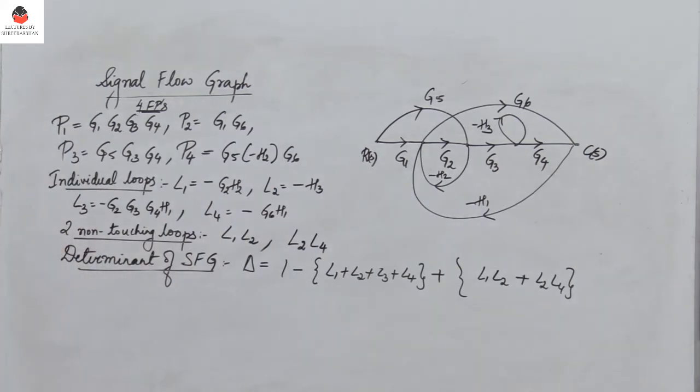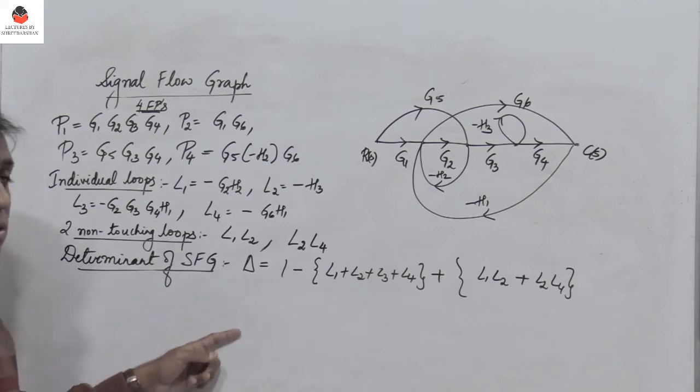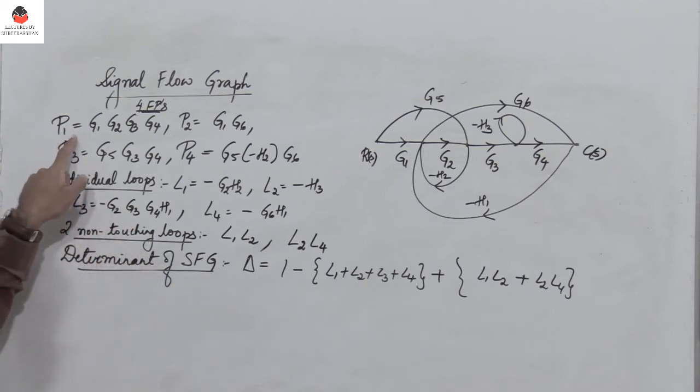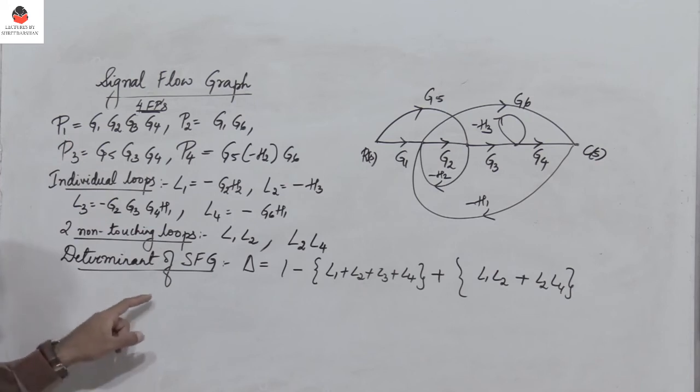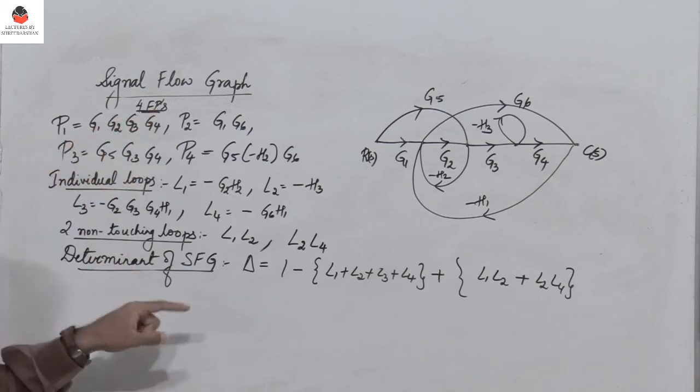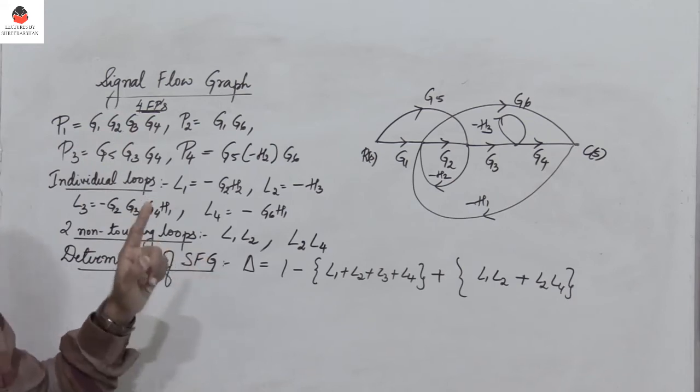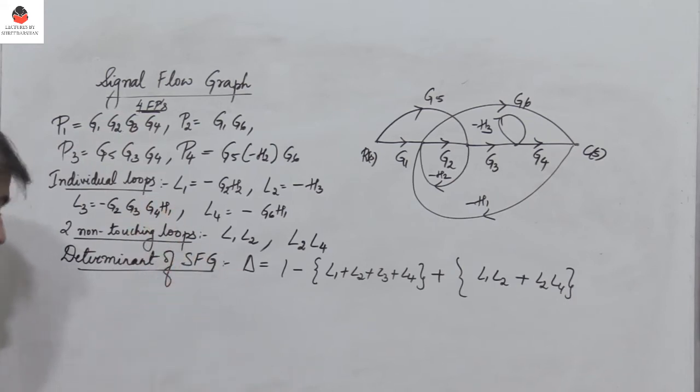So this is delta. Now apart from delta, we also need to calculate delta 1, 2, 3 and 4, because this value k represents the number of forward paths. So there are 4 forward paths, so I need to calculate delta 1, delta 2, delta 3 and delta 4.